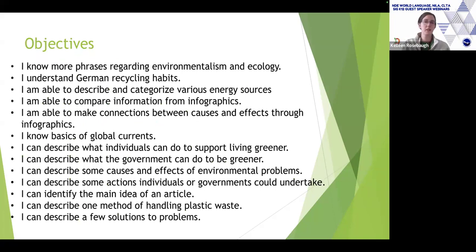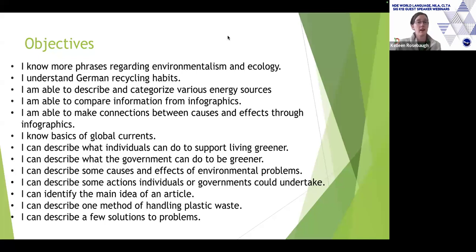So here's a list of all of the objectives that we have for students of knowing more phrases regarding environmentalism and ecology. Pieces of the vocabulary that they would need to talk about the environment and ecology have already happened in previous units that we've had. For us, this is a 3rd and 4th year unit. So they've had previous exposure to some of the vocabulary, just not in this context. We'll look at German recycling habits, particularly looking at Pfand, as well as the different ways that they recycle in bins, which is something we've mentioned in previous courses in German, but it will come up again.